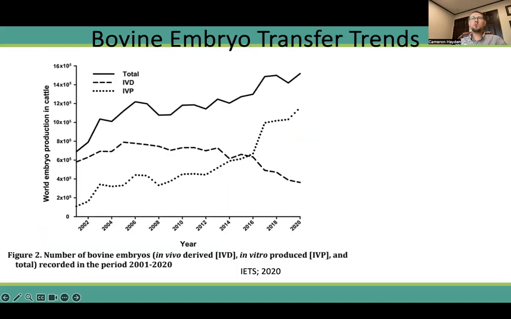Let's look at the worldwide trends for bovine embryo transfer on this chart provided by IETS. Here, we can ultimately see a continued growth of ET over the past 20 years. Let's highlight this crossing point where the number of in vitro produced embryos has surpassed the number of conventional or in vivo derived embryos, approximately near the 2015 mark.